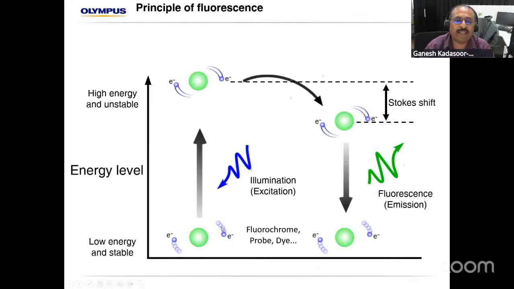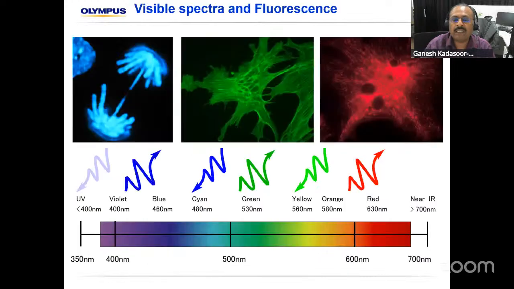For example, if you are exciting a fluorochrome called DAPI with blue, the excitation happens and the emission comes from the green. Similarly, if you excite with green, it gives you a red emission. If you excite with red, it gives you... So this property has been used to stain different cells or cell organelles.